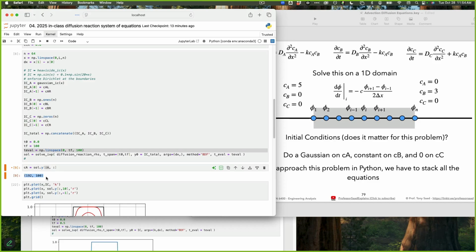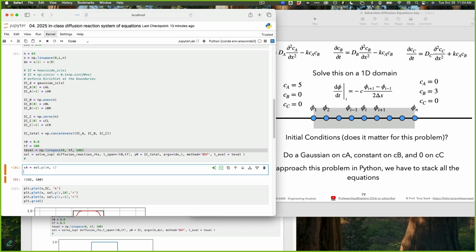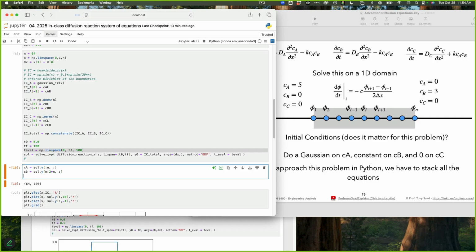Now I want to take CA only at all times. So I will keep a colon on the second index and a colon up to n on the first index. That will give me CA. If you look at CA.shape, it will be 64 by 100. So 100 time steps at each of the 64 grid points. Same thing for CB. CB is sol.y, but this time I'm going from n to 2 times n at all times. And finally, CC is sol.y from 2 times n to the end.